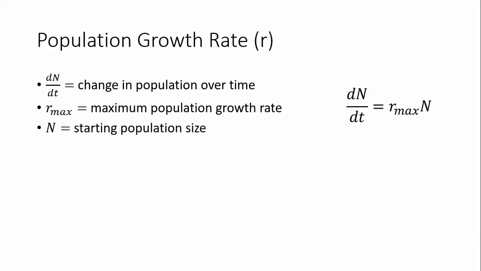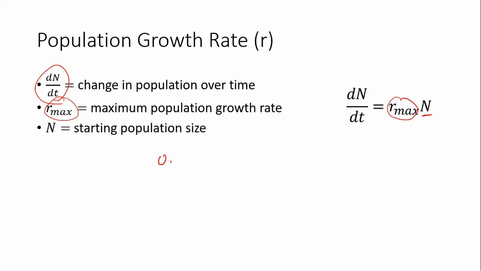All right, here is an equation for the population growth rate. Once again, dN over dt is your change in a population over time. r max is your maximum population growth rate, which, if you're given a problem to calculate this, the problem will usually give you that. And then you have N, or your starting population size.